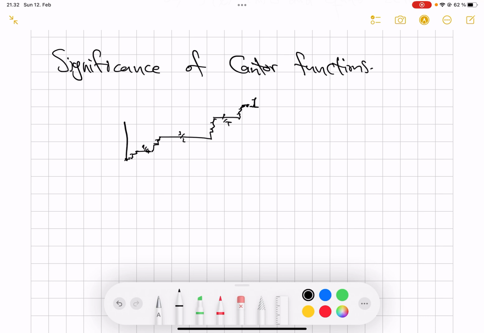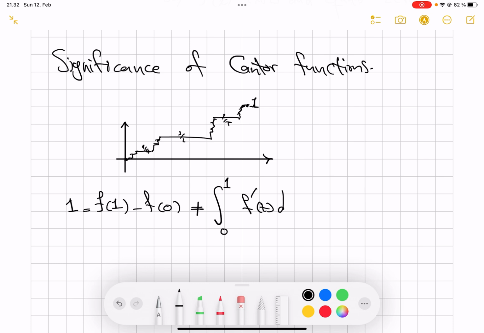Some people have also called this the devil's staircase, but I don't like those types of terminology. This is actually a beautiful function because it shows us the boundaries and limits of calculus. What happens with this function is that f(1) minus f(0), which is equal to 1, is not 0, it's positive. But it is not equal to the integral from 0 to 1 of f prime(t) dt, because this is just 0. It's 0 almost everywhere. And the integral, whether it's Riemann or Lebesgue, is 0.